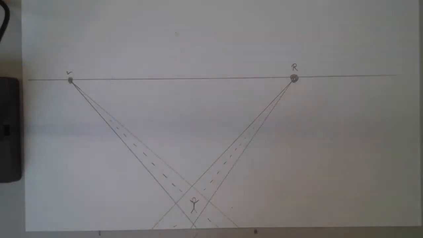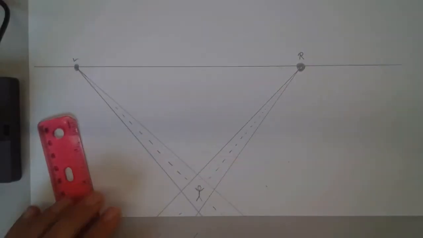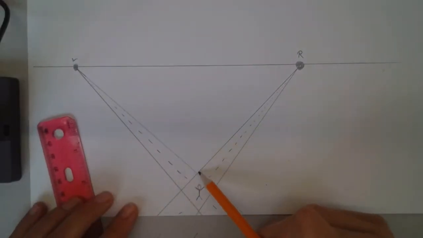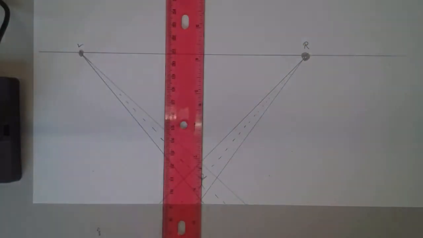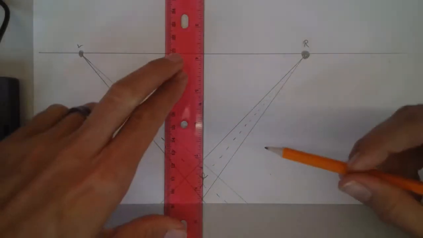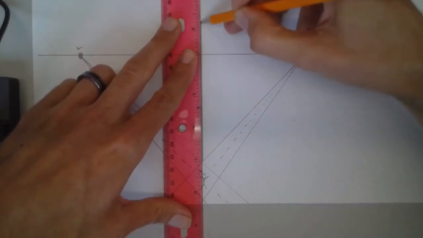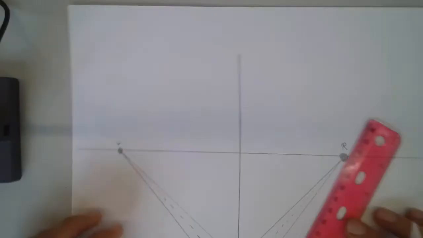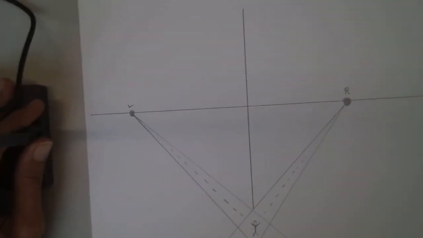Now we want to make our first building. The way we're going to do that is, see right above stick guy, we have this intersection. At the middle, we're going to line up our ruler up and down, going right through stick guy and above. So I'm going to make a line straight up. Okay, we've got a vertical line like that now.